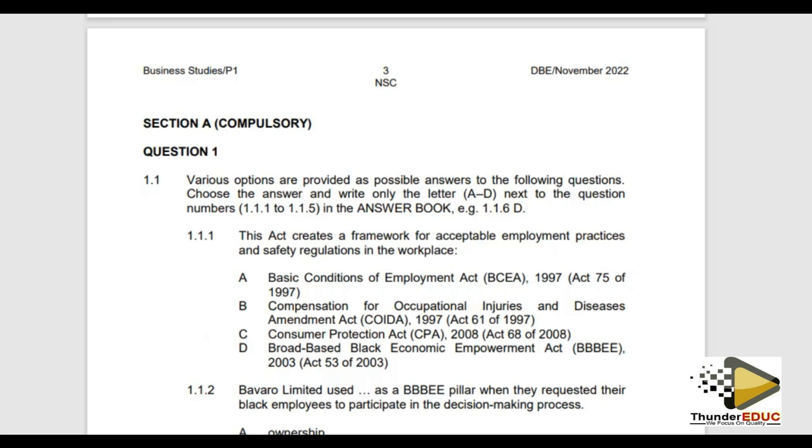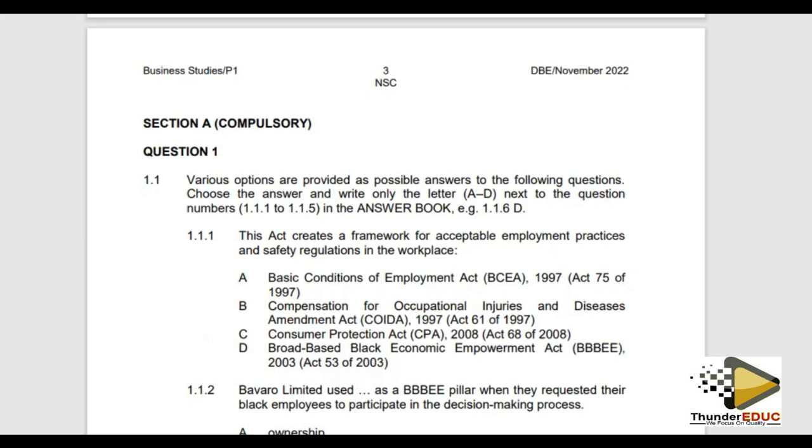This act creates a framework for acceptable employment practices and safety regulations in the workplace. Remember what I always tell you. Answering multiple choice, it's very, very tricky and easy if you know the proper style or proper strategy that you apply. So I normally encourage my learners to opt for elimination method. Elimination method, you compare all the given options, then you select the best out of those given options. So now, this act creates a framework for acceptable employment practices and safety regulations in the workplace.